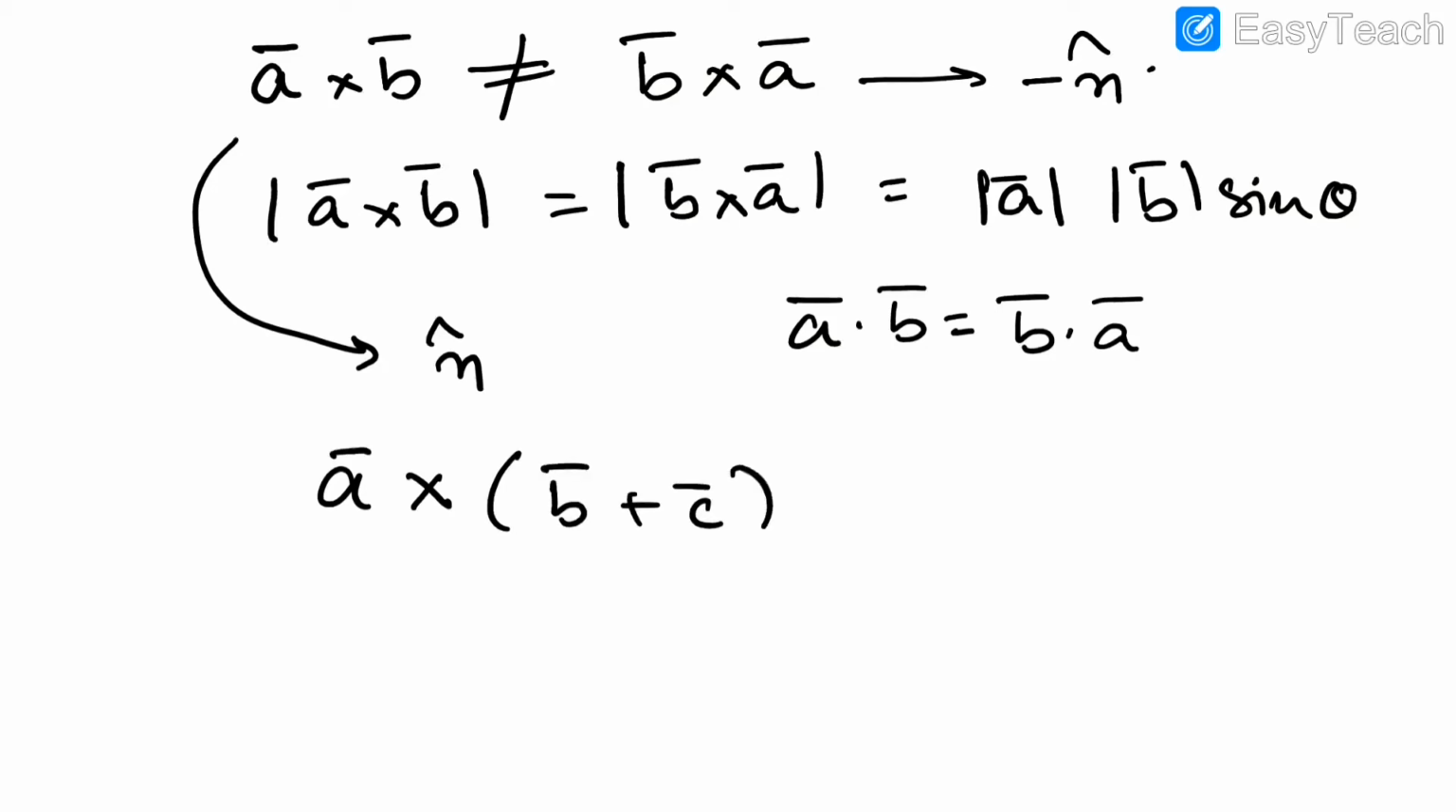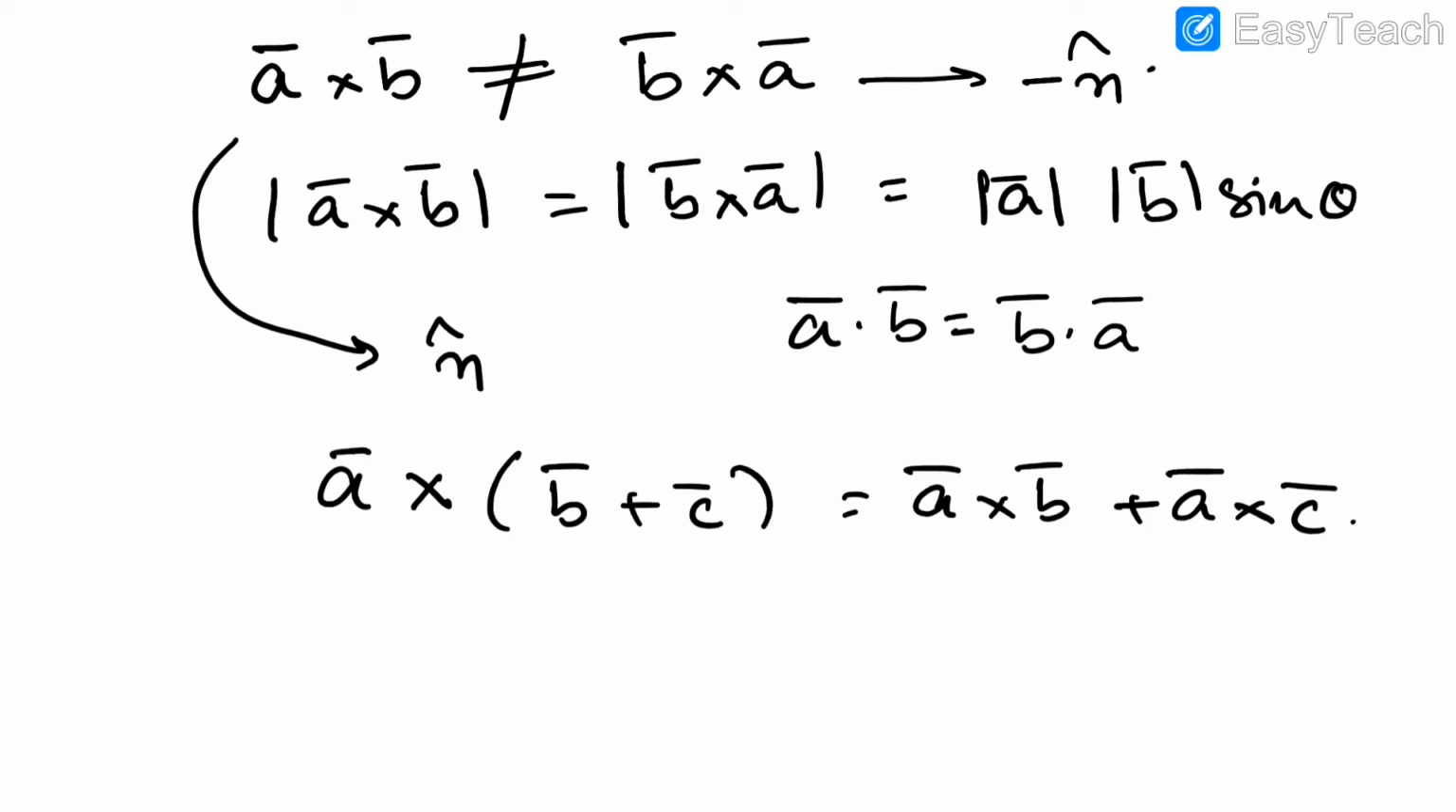Distributiveness is there over plus or minus sign. A cross B. Okay, it distributes itself over the plus sign or the minus sign. So distributive nature is there. Correct.